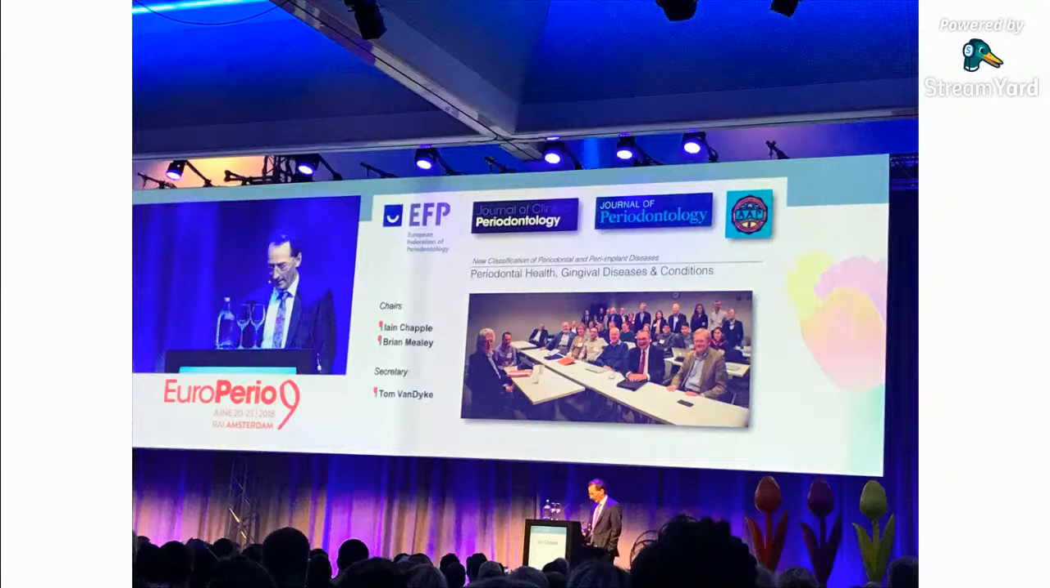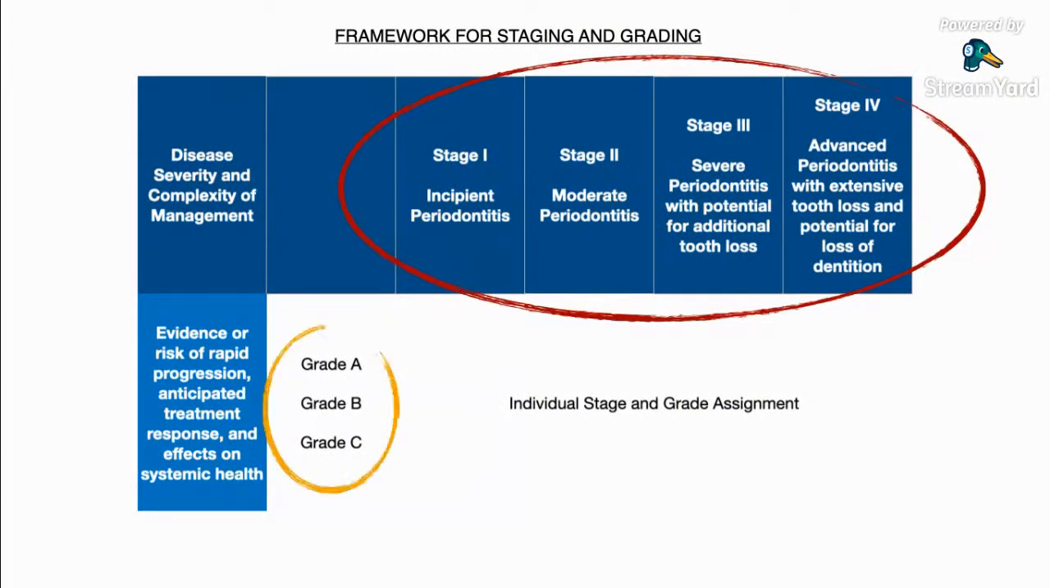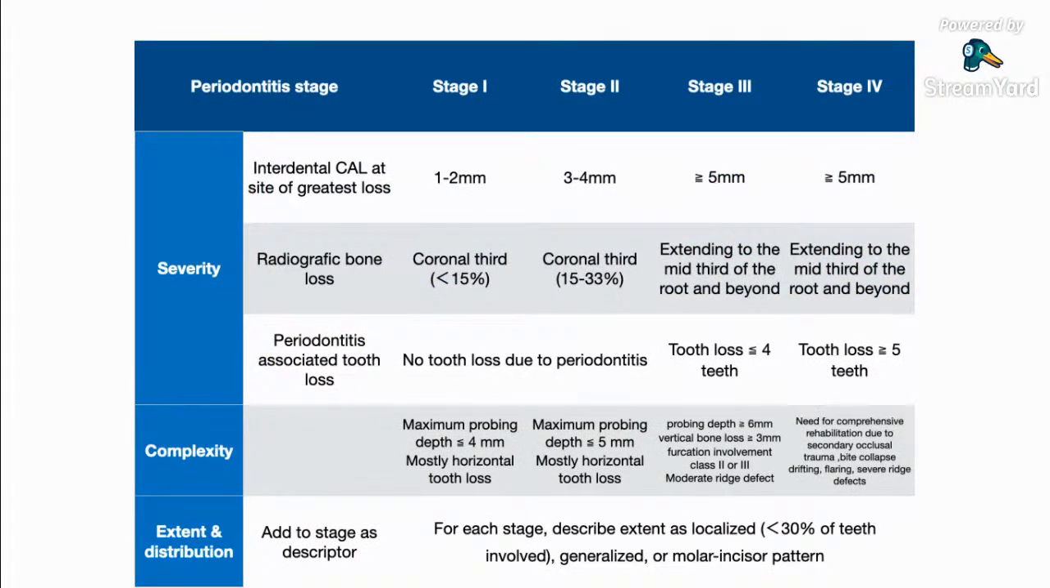So I'm going to add and explain about the periodontal classification. In 2018, AAP and EFP published a new classification of periodontitis. And they divide into groups by stage and grade. The stage is divided into four groups, thinking about severity, complexity, and extent and distribution.